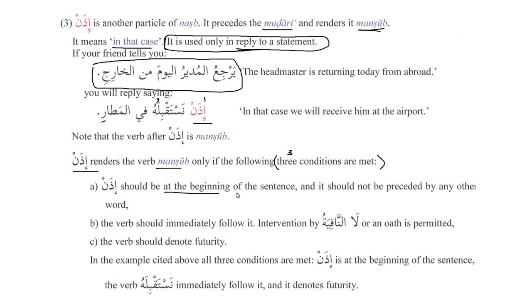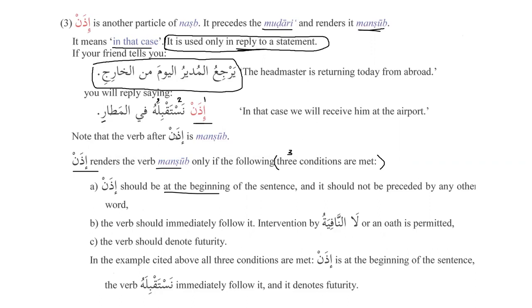So condition number one is met. And it should not be preceded by any other word, and there shouldn't be anything before it. Condition number two is the verb should immediately follow it. And we can see that the verb nastaqbilahu is coming straight away or right after it. So that means it is meeting the condition that the verb comes straight after that.